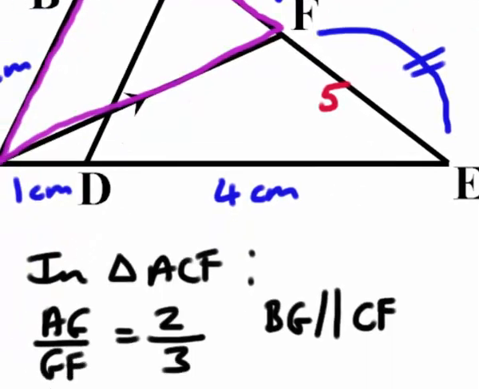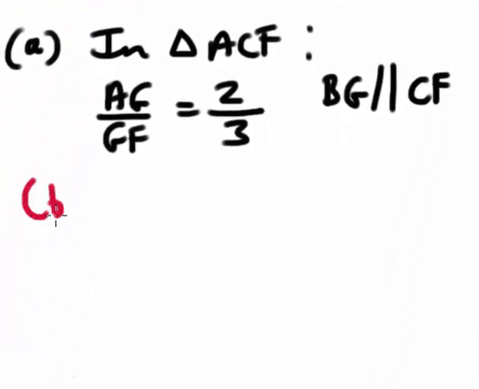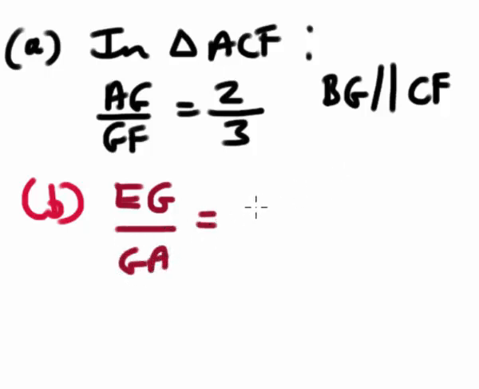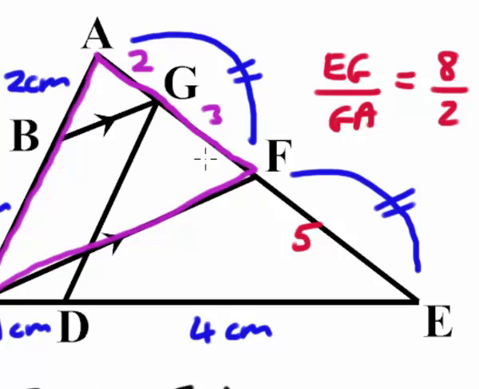So let's write a proof for that. Number B here. Let's see what we get. We can say, look, EG to GA is going to equal 8 over 2, which is basically 4 there. Can you see there? So what you did is you see that that's 2 and 3, but AF is equal to FE. So that means FE is 5. So GE must be 8, and AG must be 2, giving you 4.